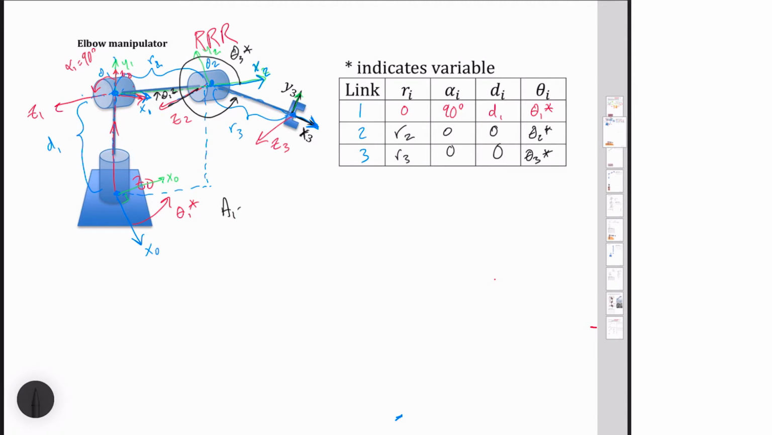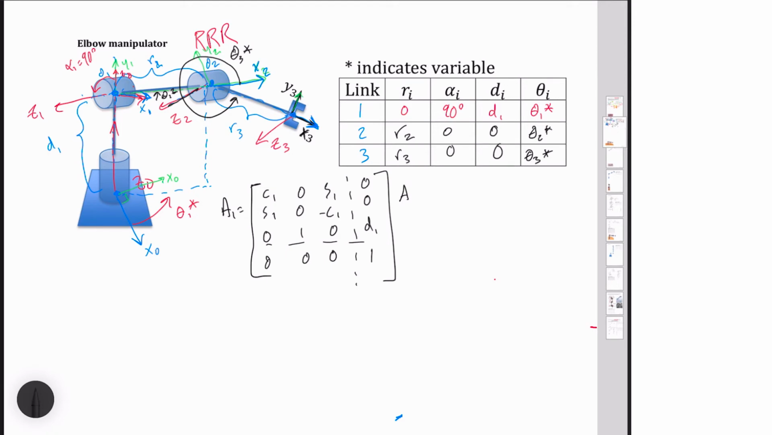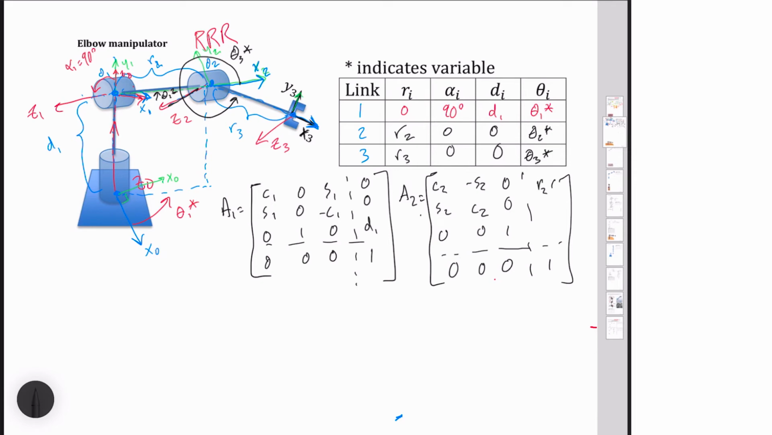So I've got my A1 is equal to C1, S1. This is the same thing that we had on the previous page. Negative C1 though. It's important to have that sign in there correctly. The only offset that I have for this one is my D1 value. My A2 is also something that we've seen before. Since I've got no alpha twist, everything's in the top left corner. So I get C2, S2, negative sine 2, cosine theta 2, and 0, 0, 1, 0, 0. My bottom row is going to be 0, 0, 0, 1. And then I've got a radial offset, so R2 cosine 2, R2 sine 2, and a 0.